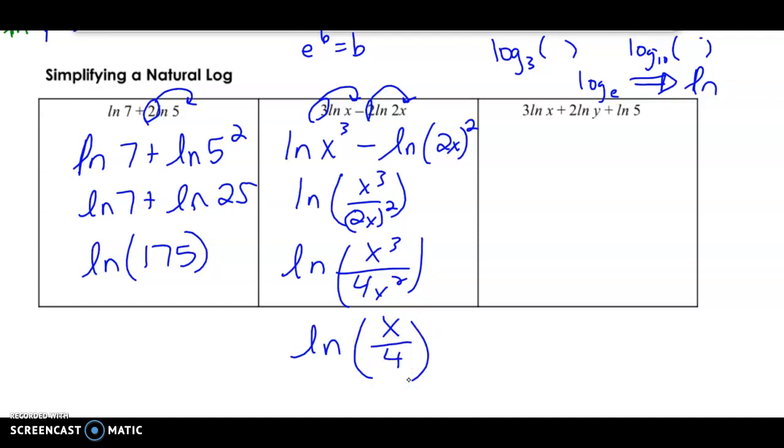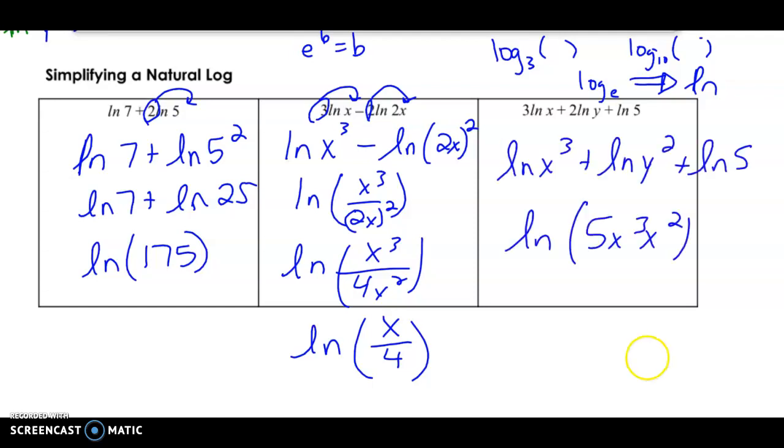All right, why don't you guys pause the video and try the last one. We should be able to simplify it to the natural log of 5x to the 3rd x squared.